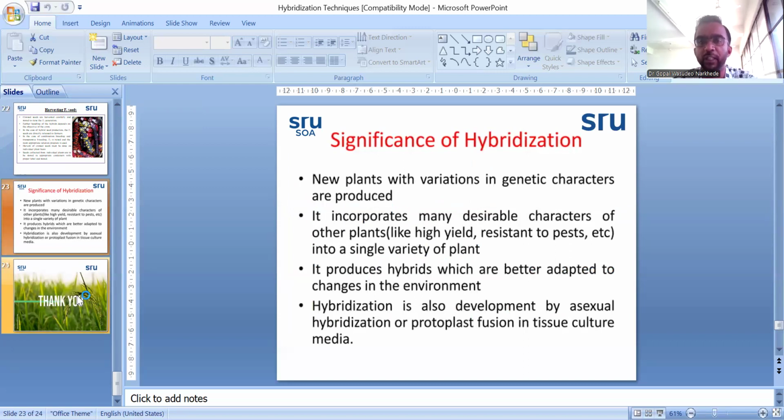You can develop new plants. You can transfer one or more desirable characters like yield and resistance to pests and diseases into a single variety. You can produce hybrids which are better adapted to changes in the environment. And you can achieve this goal of hybridization by using tissue culture techniques like protoplast fusion.